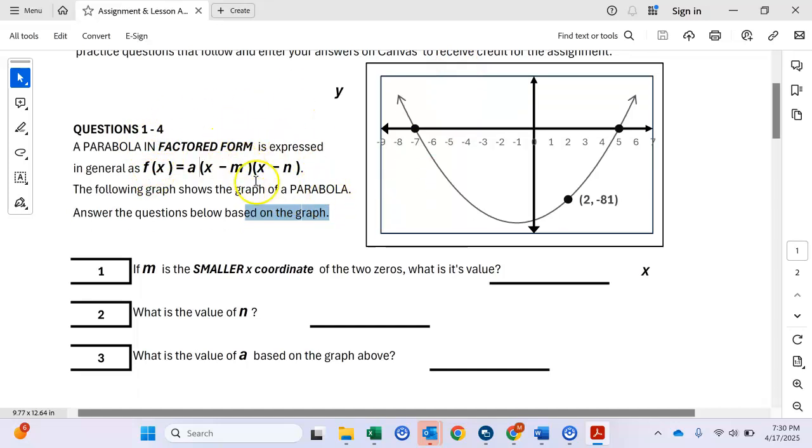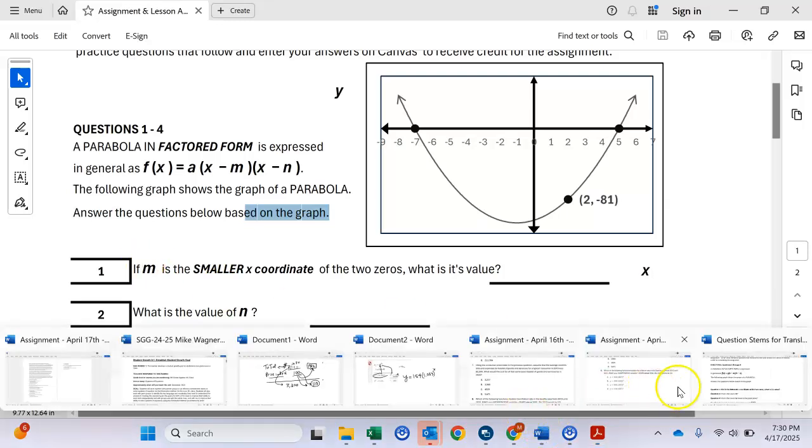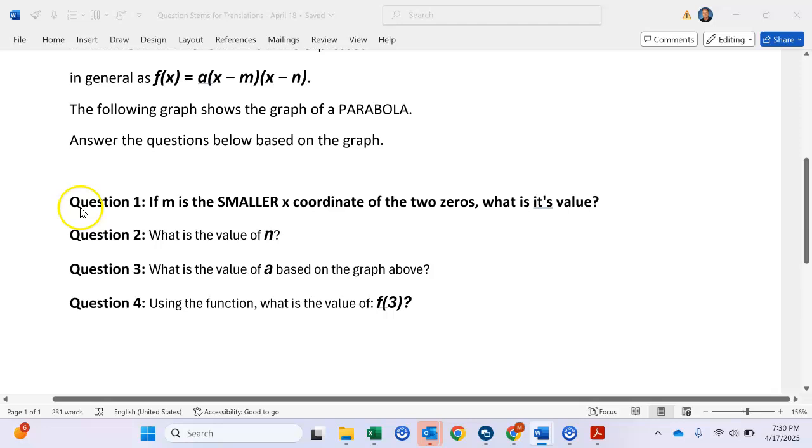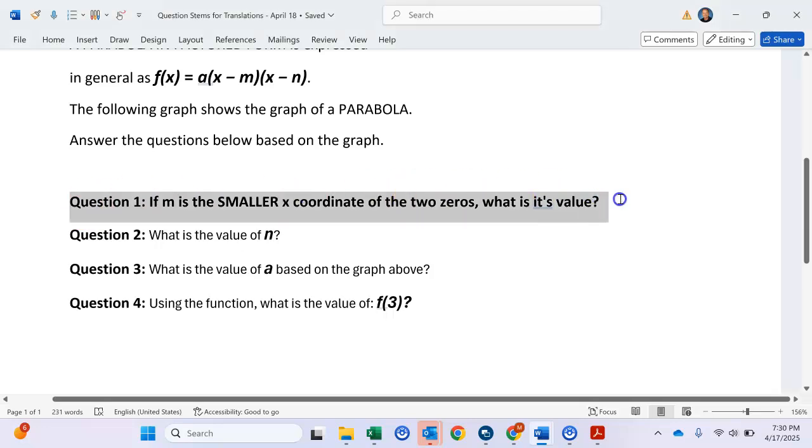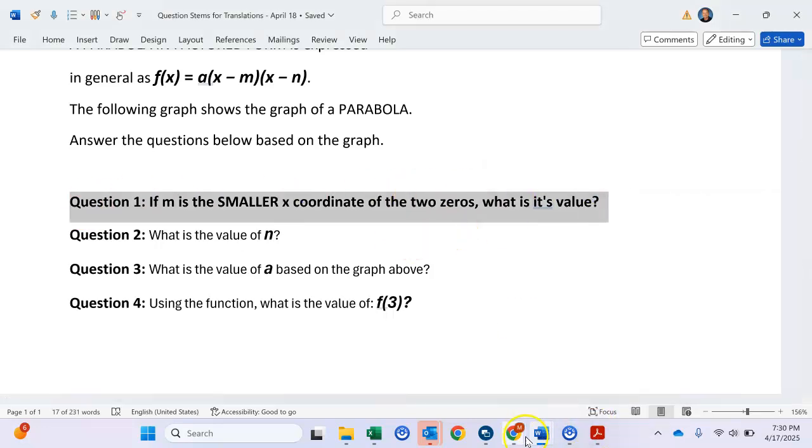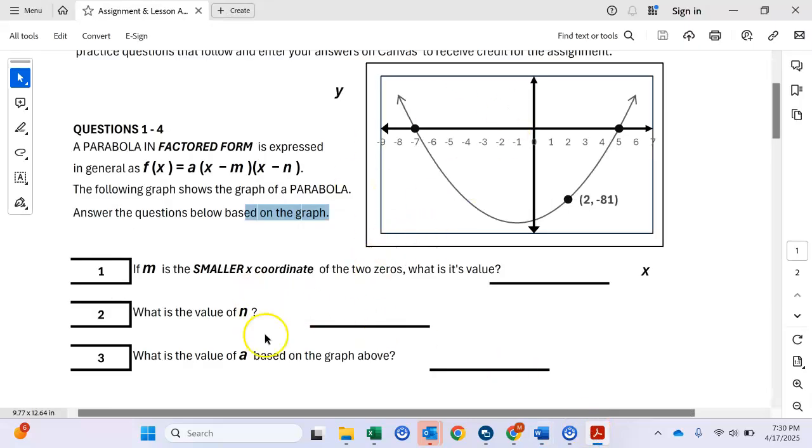Okay. So what we're going to do is try to find the equation for this graph right here, okay? So everybody, let's do question number 1. So please go ahead and do the translation here. Okay, please translate that and then come back here and let's look at this one here.